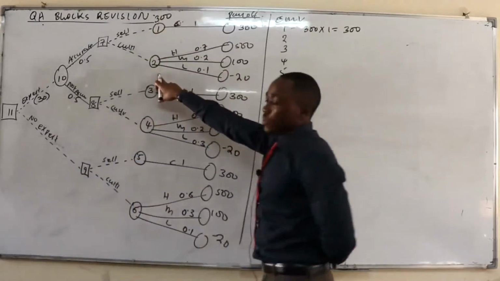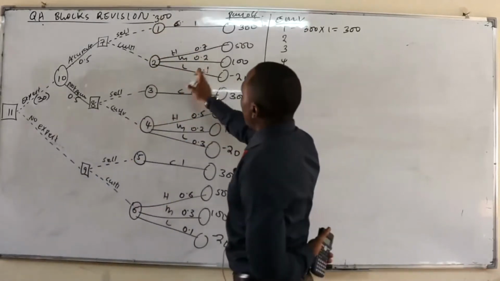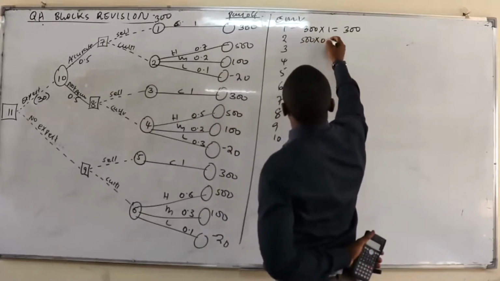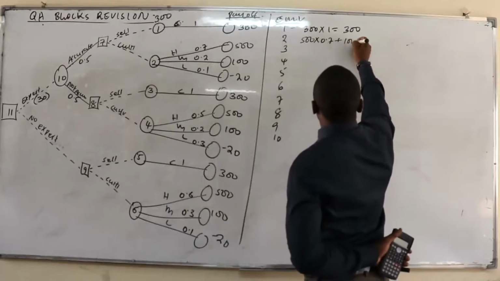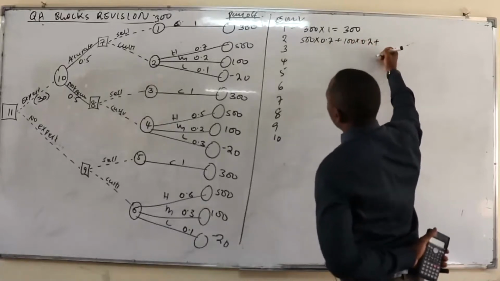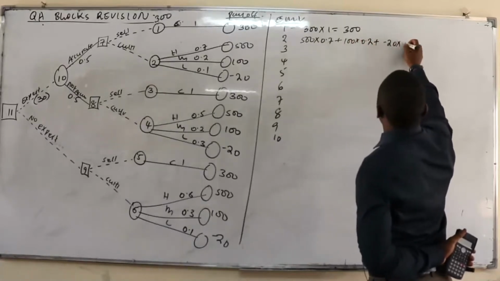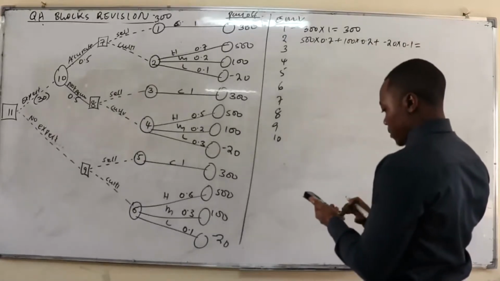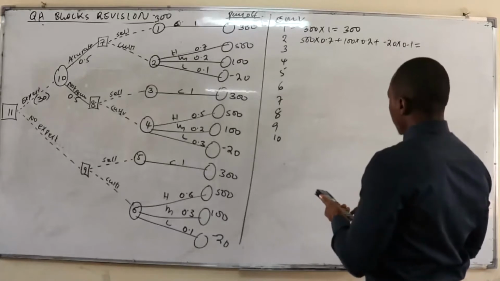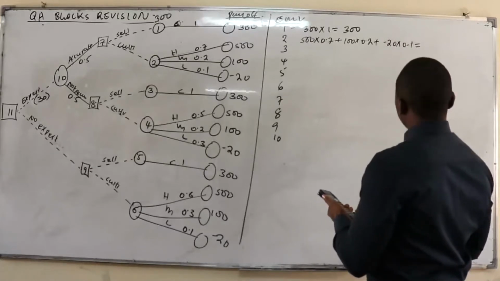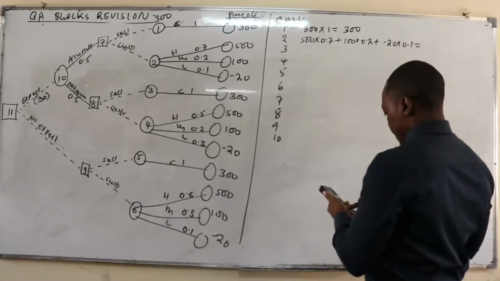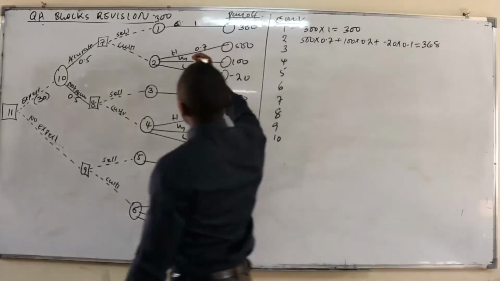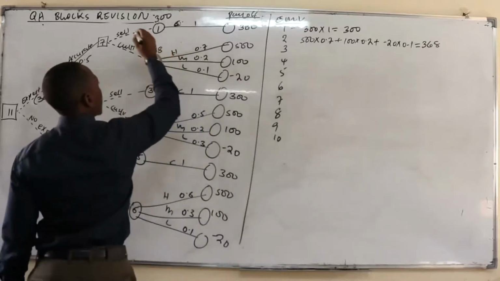Let's go to node 2. Node 2 had 3 outcomes. So that means you can get 500 with probability of 0.7. You can get 100 with probability of 0.2, or you can get negative 20 with probability of 0.1. So what do you get? And you have 368. So node 2, we have 368.